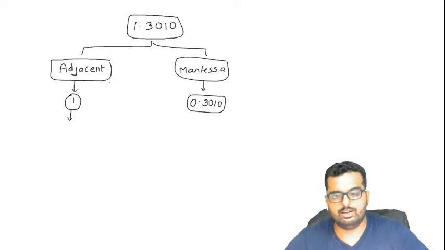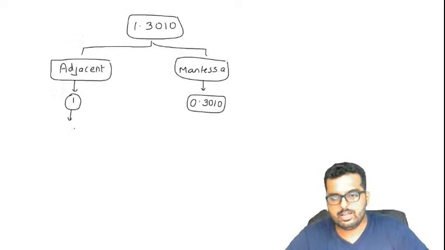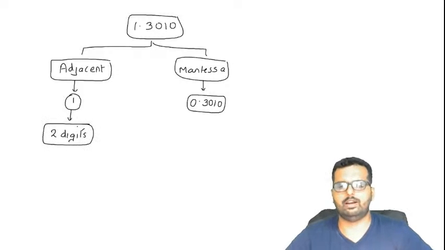Here the answer is 1. See friends, we are doing a backward working now. Earlier the number of digits was 1, so we took the value as 0. Here the value is 1, it means how many digits will be there? 2 digits will be there. That is the first part.